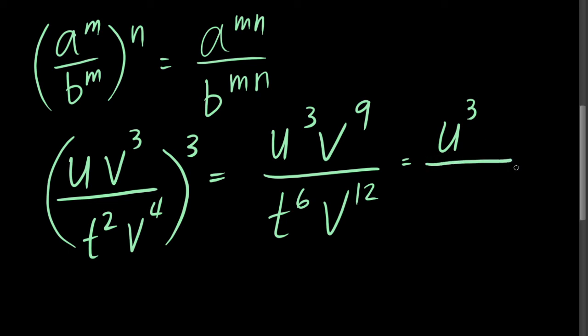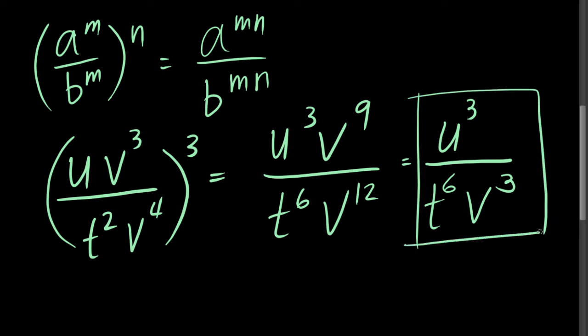So, don't write that. Not yet. T. Siya lang may isa, so copy that. So, V, this dalom. So, 12 minus 9. 3, di ba? Okay. So, ang final answer naton, U cube, T to the 6th, V cube. Okay. So, that's that for all these laws.